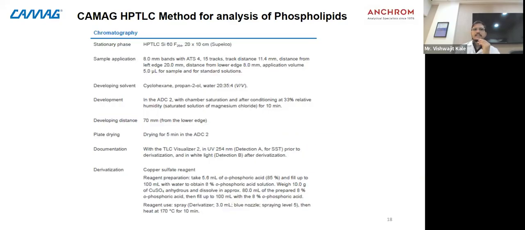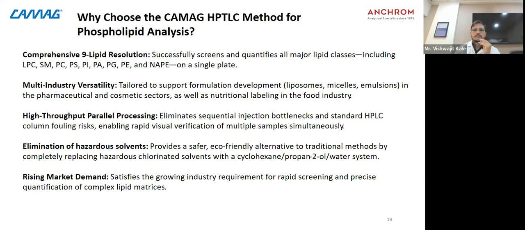And in this method's parameters, CAMAG has used HPTLC silica gel plates and developing solvent as cyclohexane, propanol, and water. These are green solvents, and derivatization again with copper sulfate reagent. Now, why choose this CAMAG HPTLC method for phospholipid analysis? Because it separates 9 lipids simultaneously on a single plate, and it has multi-industry versatility, tailored to support formulation development like liposomes, micelles, emulsions, different formulations in the pharmaceutical and cosmetic sectors.